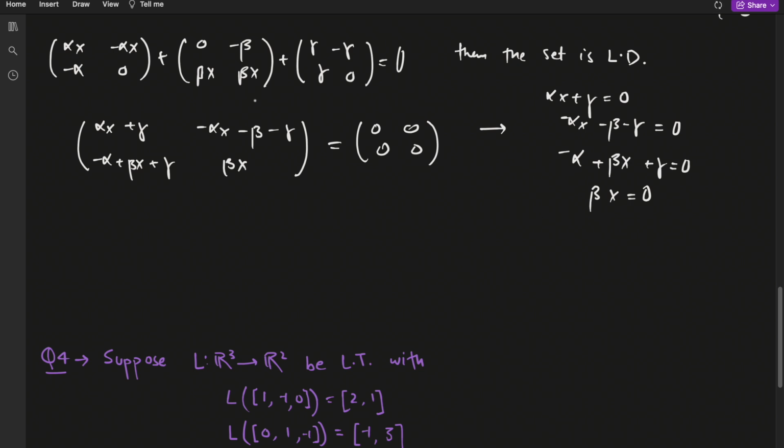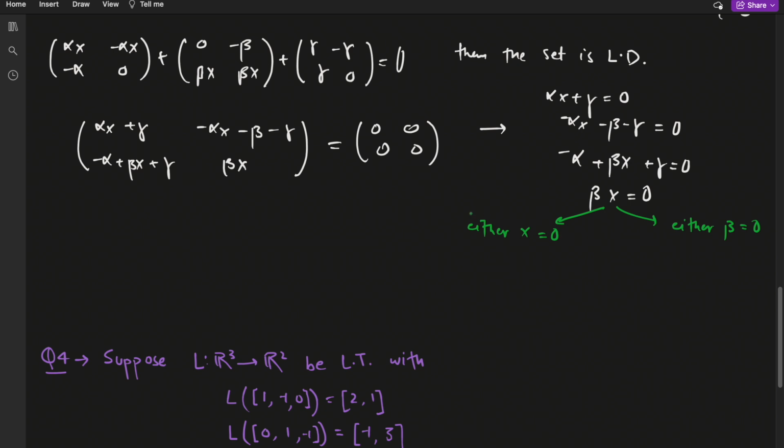Okay, now let's check these four equations. For this equation, there could be two possibilities: either x is 0, then this becomes 0, or beta will be 0. But is it possible for x to be 0? No. Why? Let us suppose x becomes 0. Then the first equation becomes 0 plus gamma equal to 0, so gamma becomes 0. Similarly, in the second equation, because x is 0 and gamma is already 0, minus beta is 0, so beta is also 0. And since beta and gamma are 0, from the third equation alpha also becomes 0.